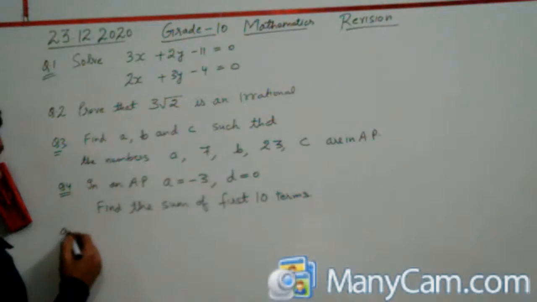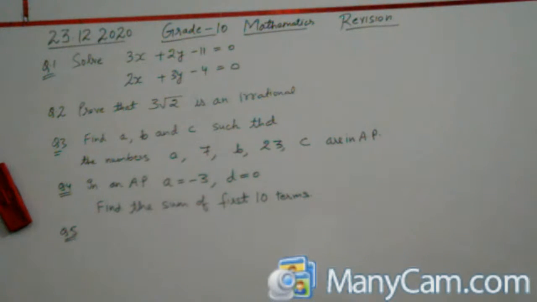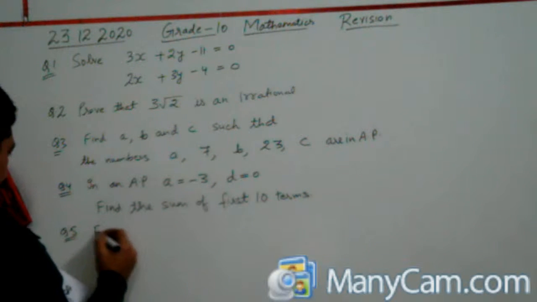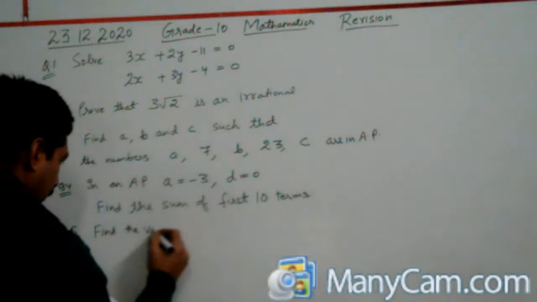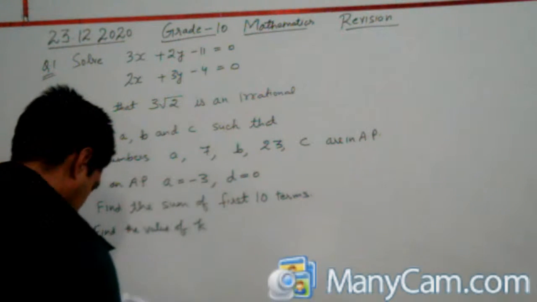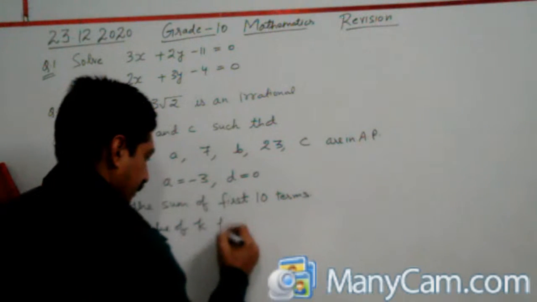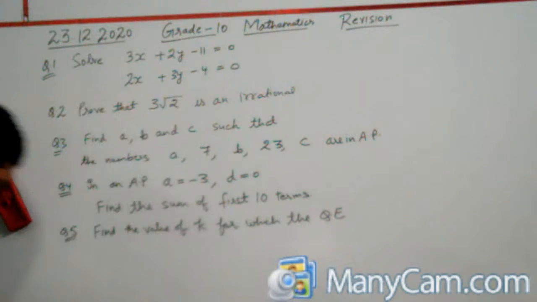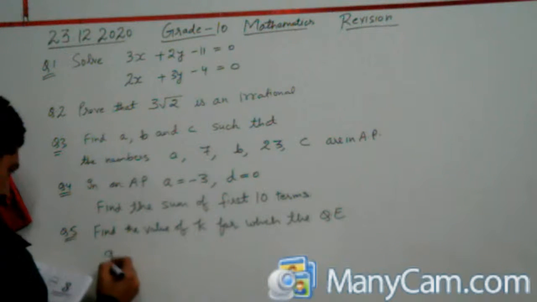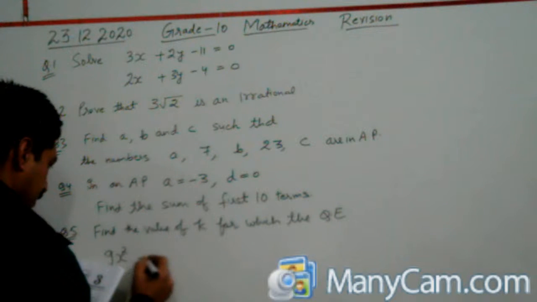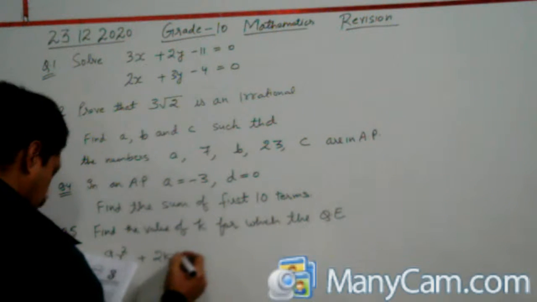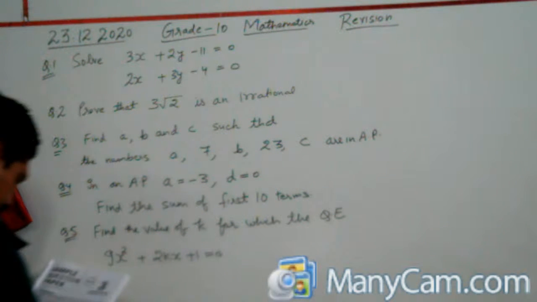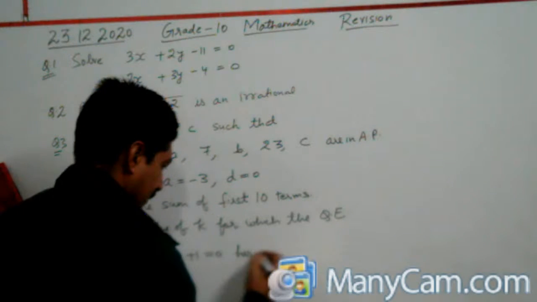Take one more question, question number 5. Find the value of k for which the quadratic equation 9x square plus 2kx plus 1 is equal to 0 has real roots.